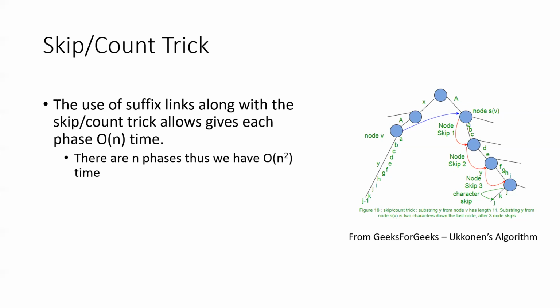However, we currently have 2 big components to our linear time recipe. The first component: we can extend a suffix tree in constant time, based on the extension rules that we previously discussed. The second component: we have this skip count trick and these suffix links that allow us to more efficiently walk down the suffix tree in each phase in linear time. So we have constant time to extend the suffix tree, and then we can walk down and do each phase efficiently.